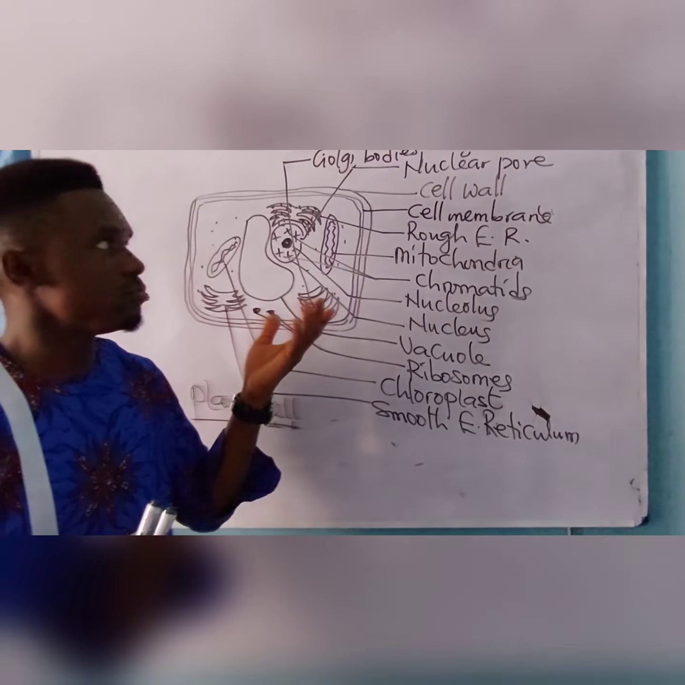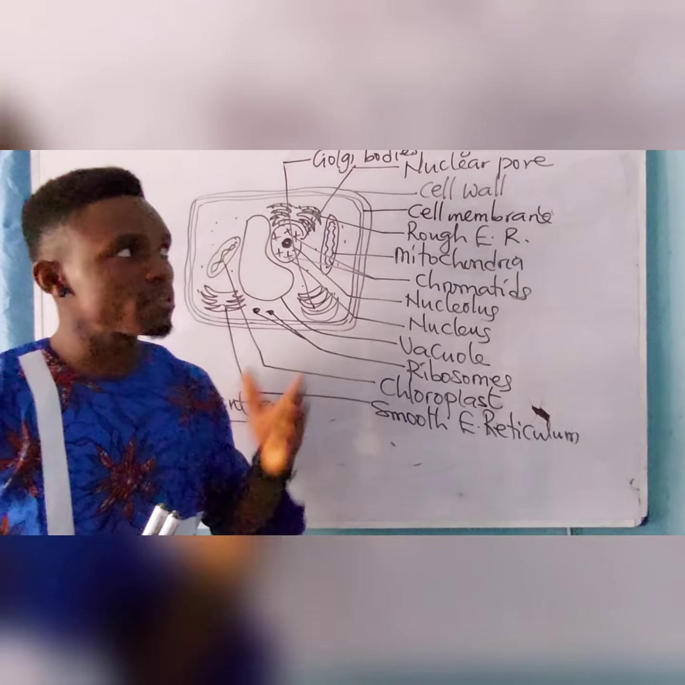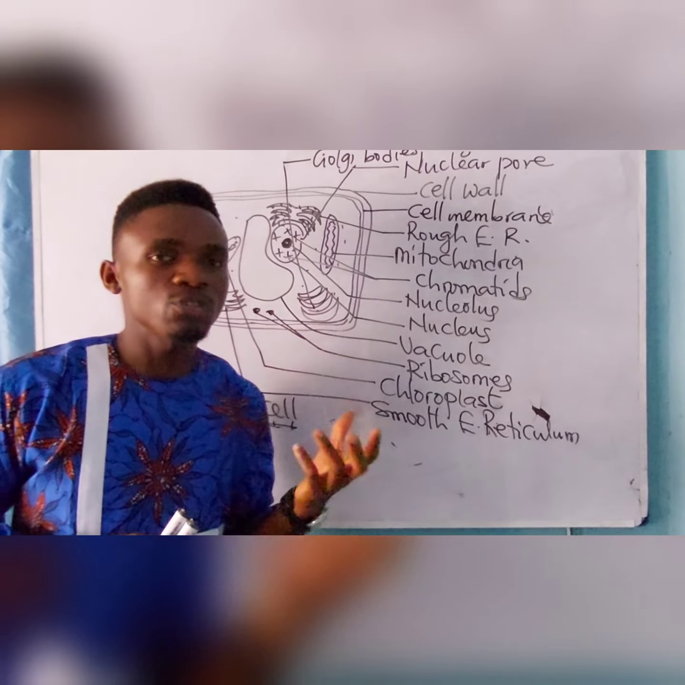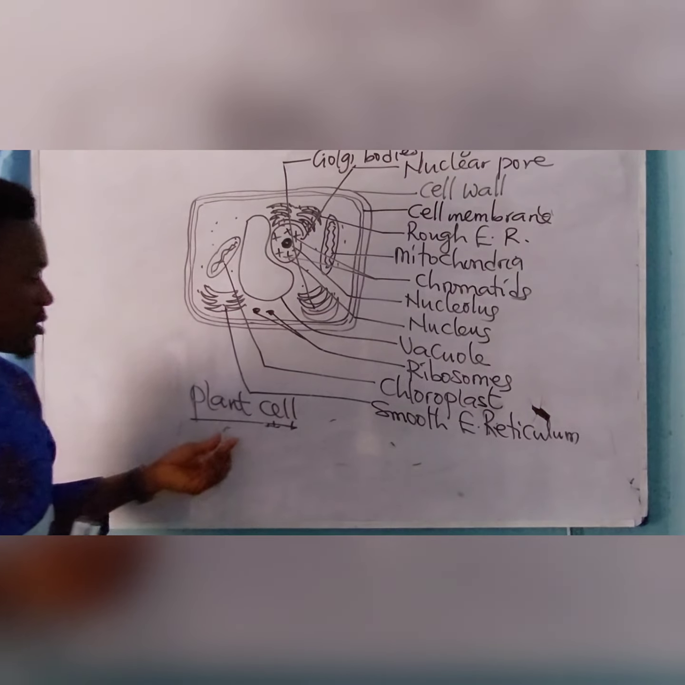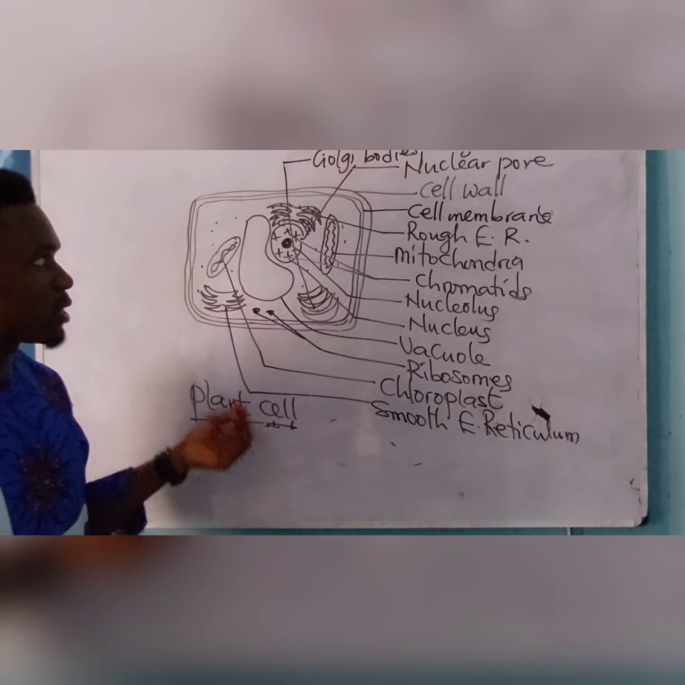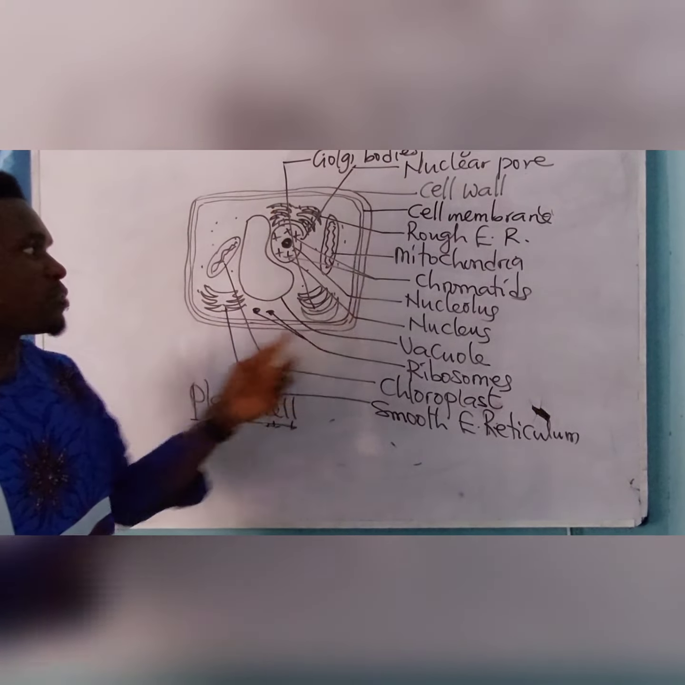We are still treating cell in biology. I've done the introductory part of it. I've given us the meaning of cell, the history of the cell, and the cell theory. Right now we shall be treating the plant cell. You can see that the plant cell is rectangular in shape.